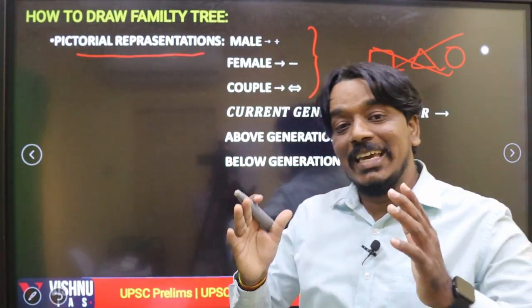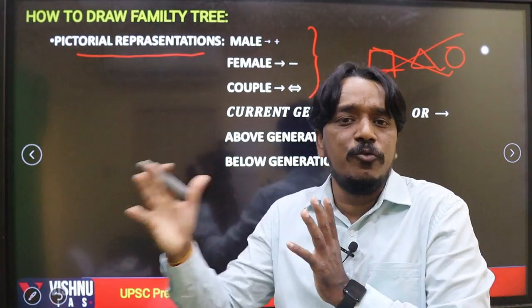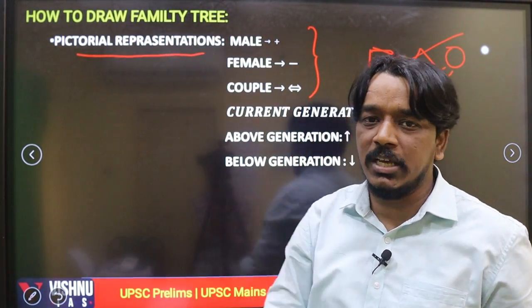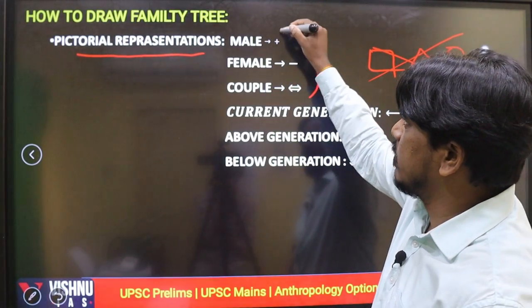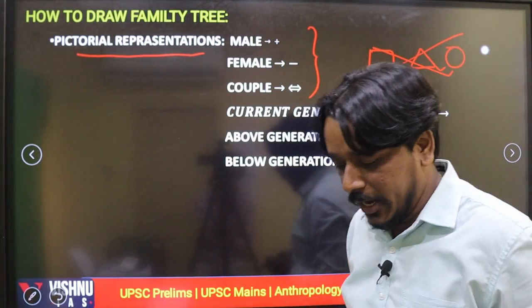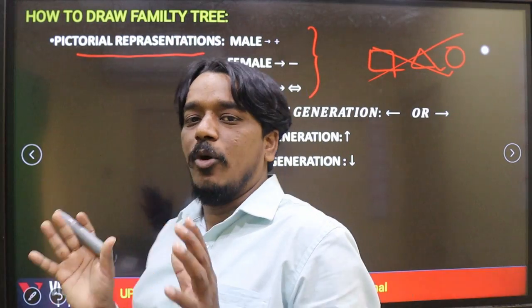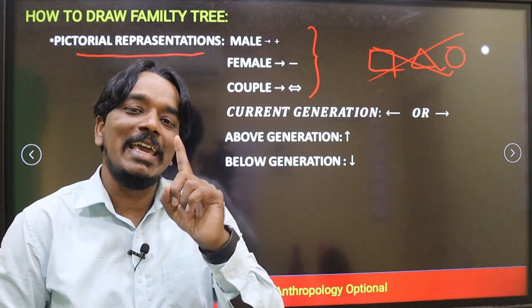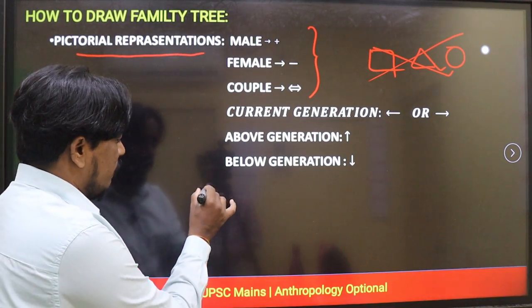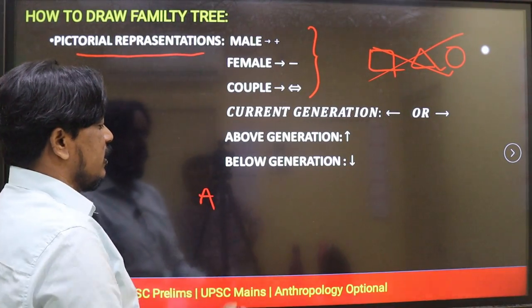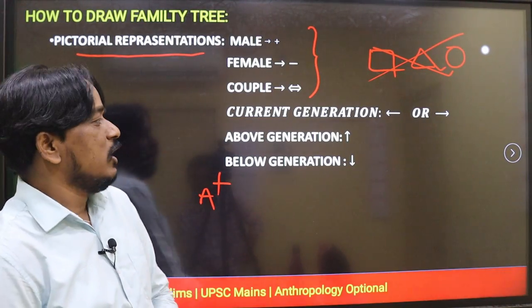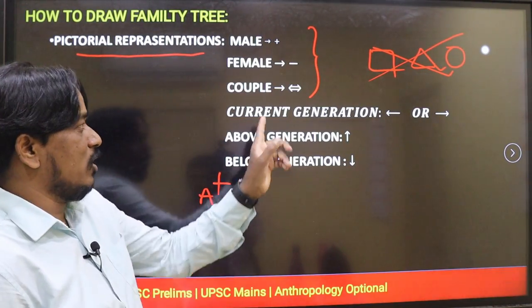The first one, in the given question, wherever you find a male person, or wherever you are talking about one male person, always represent that male person with a plus. For example, if you find a point like A is the father of B. Who is the father here? A is the father, so you have to represent A with a plus because it is a male person. We have to represent like that. No need to take any circles and arrows and all these things.